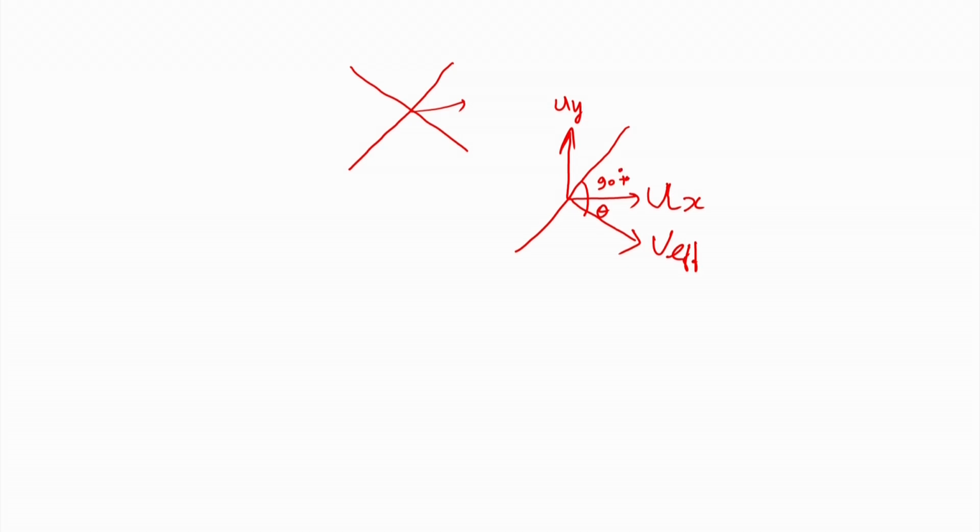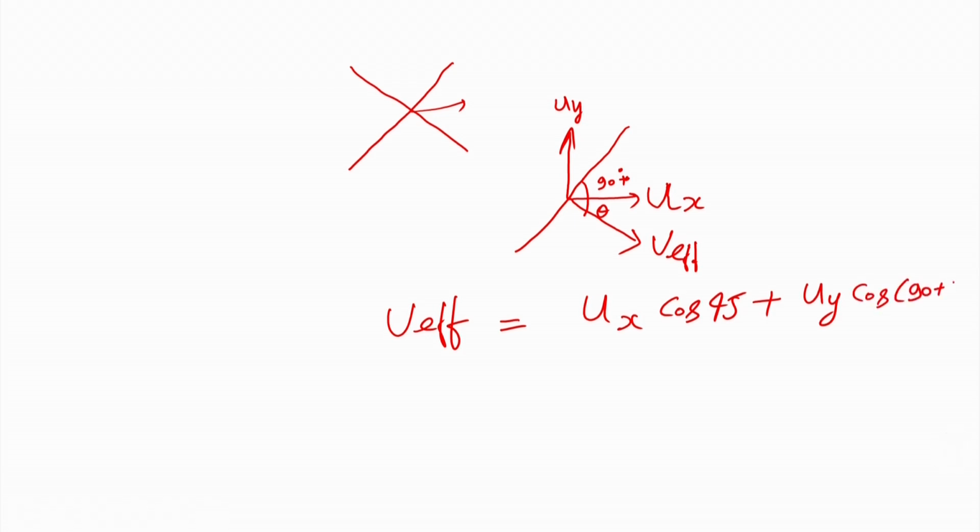U effective you can convert in terms of this. So, u effective will be equal to u x cos 45 plus u y into cos (90 plus theta), sorry, this will be theta, cos theta plus 90 plus theta. Now, this will be u x minus u y cos theta. So, if I know the angle between these two, what is the angle of this slope, then I can find out what the u effective will be.